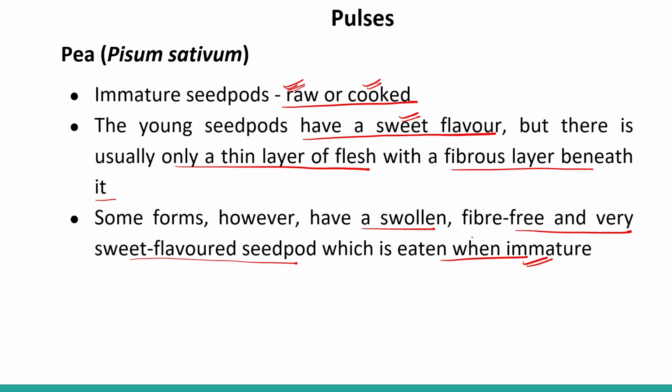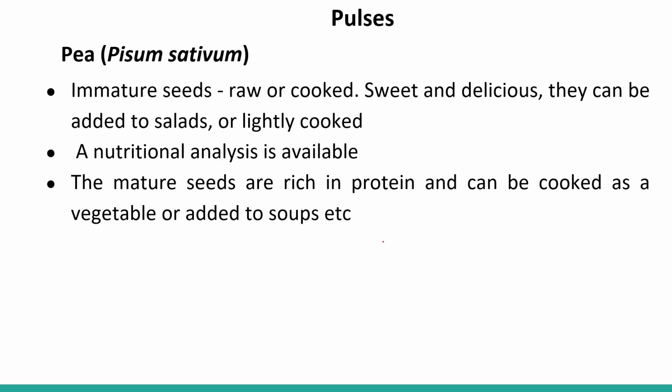So when the new crop of the pea comes, it is quite sweet. So that is favored and it is eaten in raw form. Immature seeds are eaten raw or cooked, sweet and delicious. They can be added to salads or lightly cooked. A nutritional analysis is also available for this particular pea.